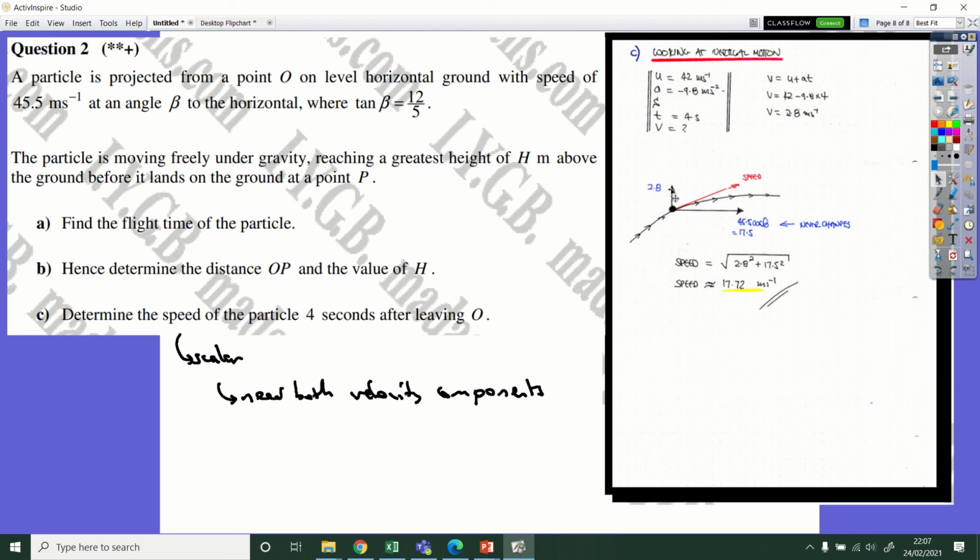Okay, so then at this particular point in time, after 4 seconds, our vertical velocity is now 28, and the horizontal, you notice, is what it always is. It's always going to be 45.5 cos beta. It never changes, and that's 17.5. That's, if you like, our vector version of velocity with the directions on. The speed, therefore, is given by the hypotenuse of these two components. So with Pythagoras, you can work that out, and the speed is then 17.72 meters per second.